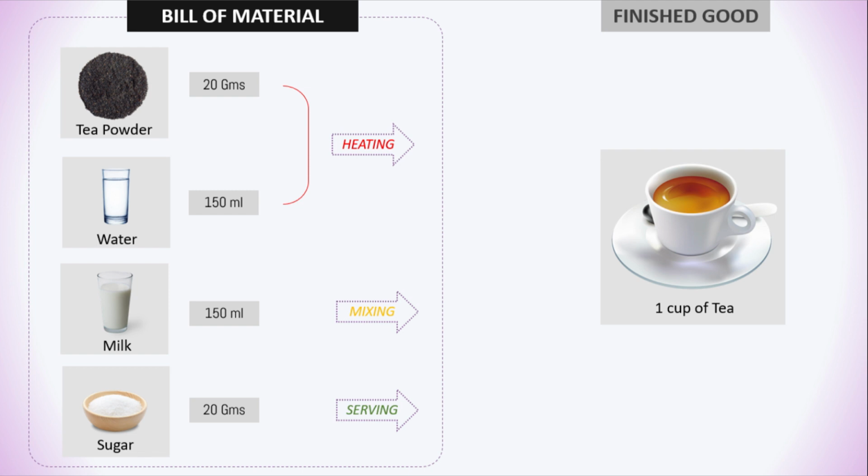Like for the first operation of heating, we will need tea powder and water. For mixing, we will require milk. And for serving, we will need sugar. All this information must be fed into the system one time only. So let's have a look at it.